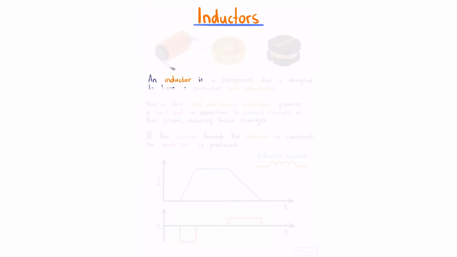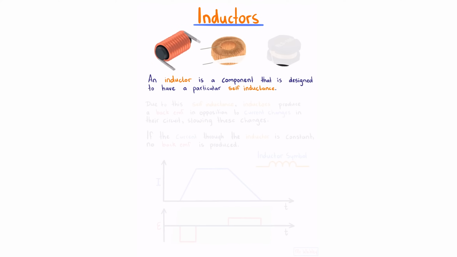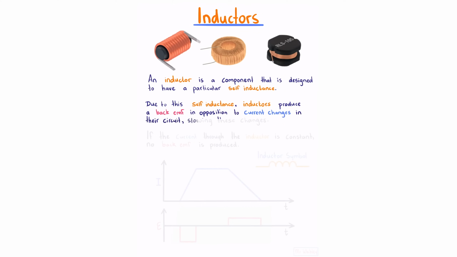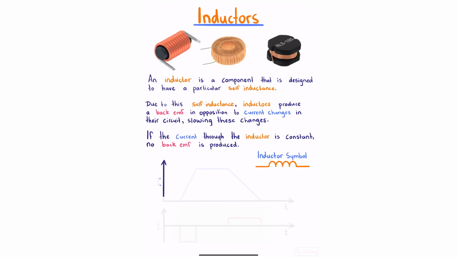Inductors. An inductor is a component that is designed to have a particular self-inductance. Here are some common circuit examples. Due to this self-inductance, inductors produce a back EMF in opposition to current changes in their circuit, slowing these changes. If the current through the inductor is constant, no back EMF is produced, and the symbol for an inductor is this one here. Let's now look at a graph of current versus time and of our EMF versus time.